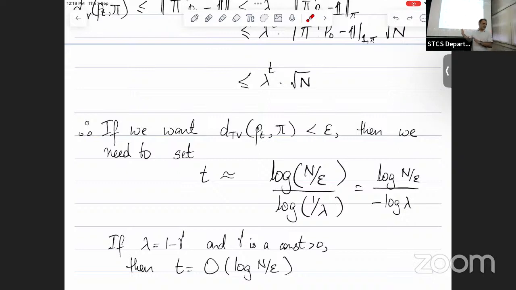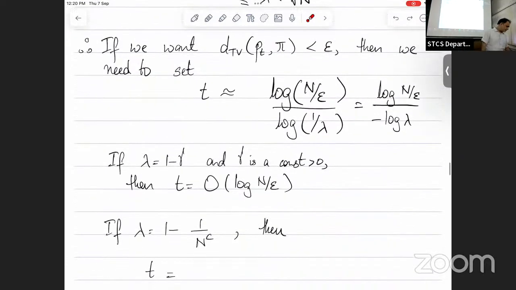So the first thing to notice is that if lambda is bounded away from 1 by a constant, then this log 1 over lambda is some constant. Therefore the number of steps you need to guarantee total variation distance at most epsilon is going to be of order log n over epsilon. The constant involves whatever this lambda is, but if lambda is truly a constant away from 1, then it's going to really go down exponentially.